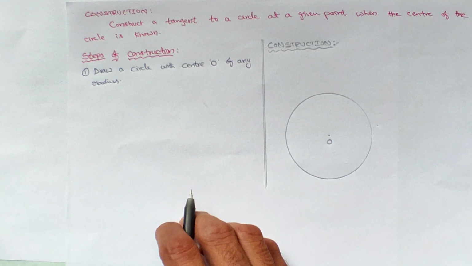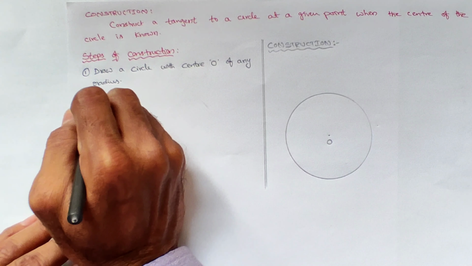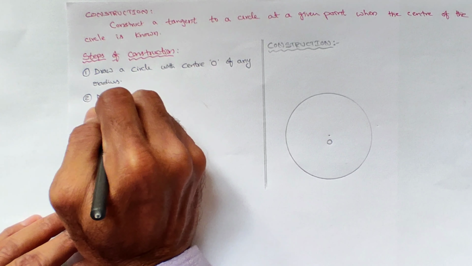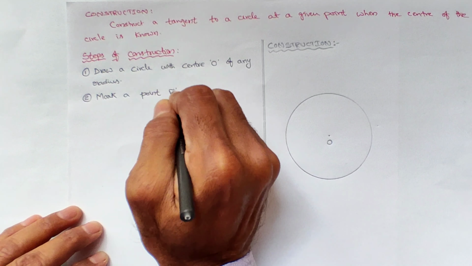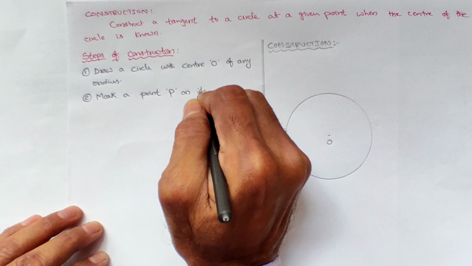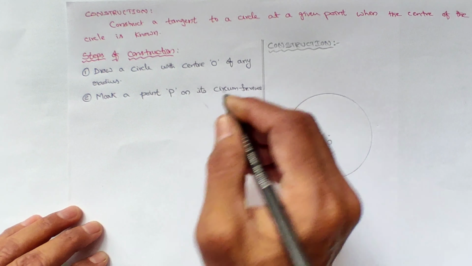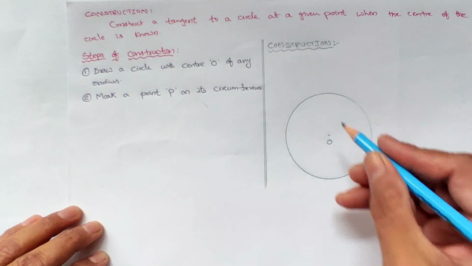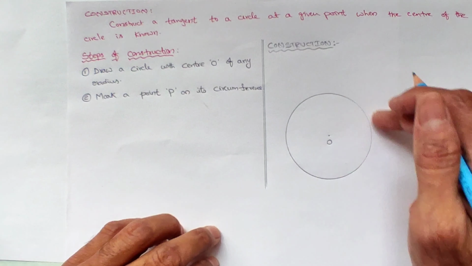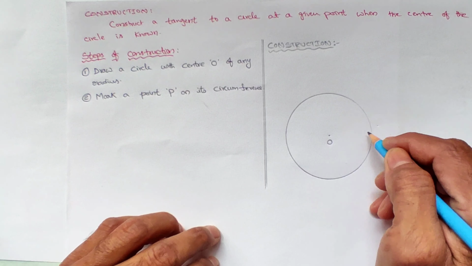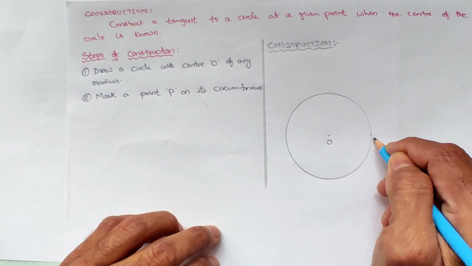Next, mark a point P on its circumference. So here let us consider a point P. It can be taken anywhere, right? So here I am taking the point P.